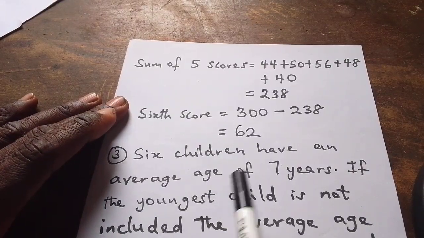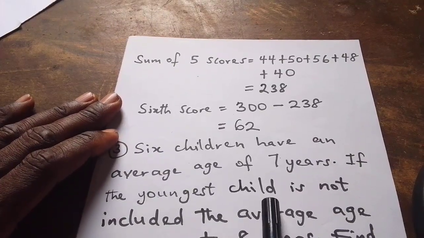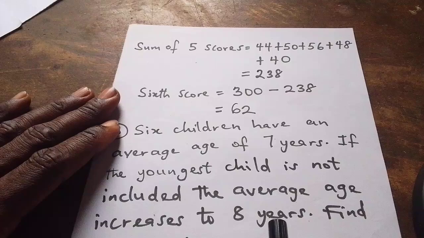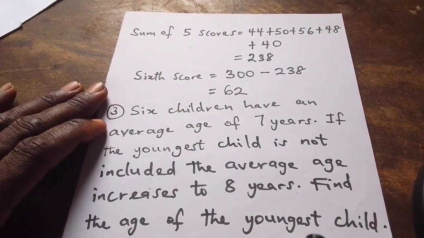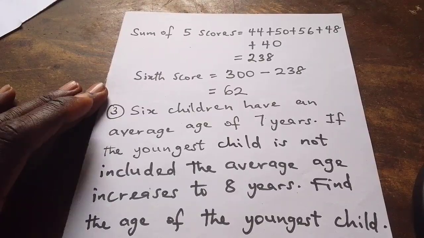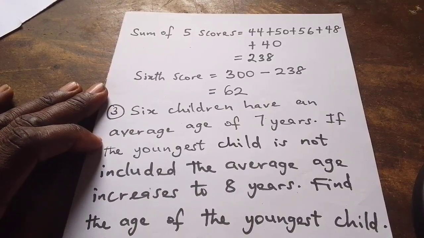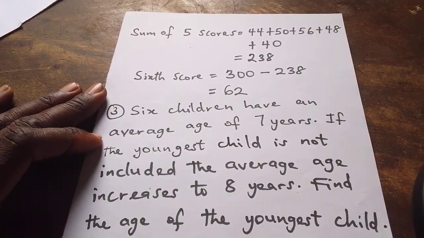6 children have an average age of 7 years. If the youngest child is not included, the average age increases to 8 years. Find the age of the youngest child.